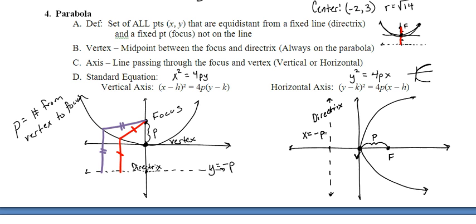So that is our basic stuff about a parabola. Most of this you should probably know, but it's good to review all of it. And again, not a lot of calculus involved in this.